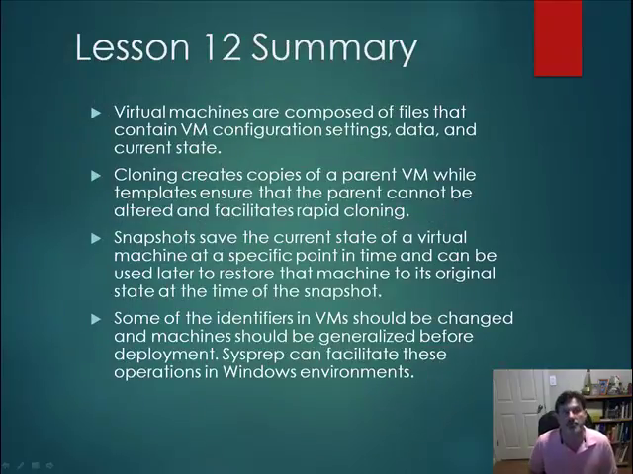Just to summarize, virtual machines are composed of files. Can't say that enough times. And those files contain the virtual machine configuration settings, all the data, and of course any current state that the machine may be in. If I want to create multiple VMs, the best way to do that is through cloning. Cloning creates copies of a parent VM, and if I'm going to be cloning a lot of copies and I want to make sure that all of those copies are identical, it may be wise to take that parent and turn it into a template. That will ensure that the parent cannot be altered, and it's going to facilitate rapid cloning.